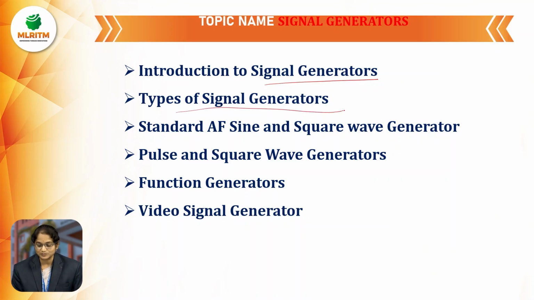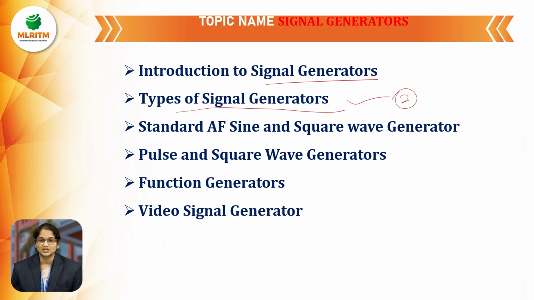And what are the types of signal generators? There are two types of signal generators. The first is the standard AF sine wave and square wave generator, and pulse and square wave generator, and function generator, and video signal generator.